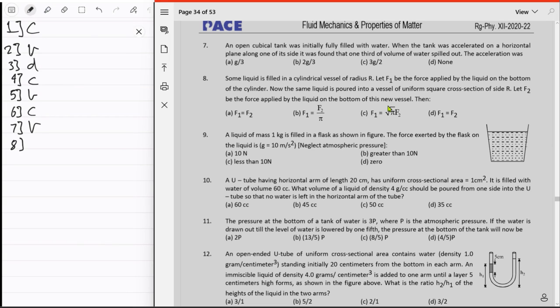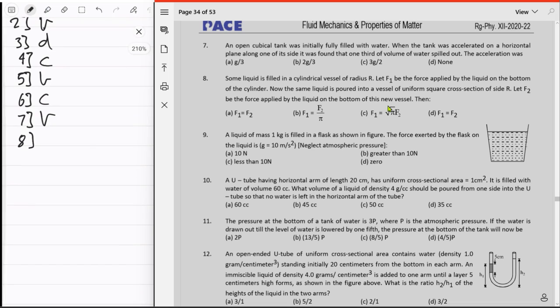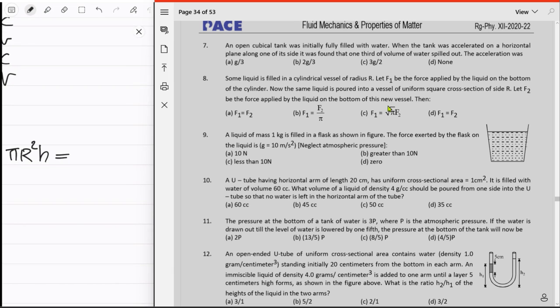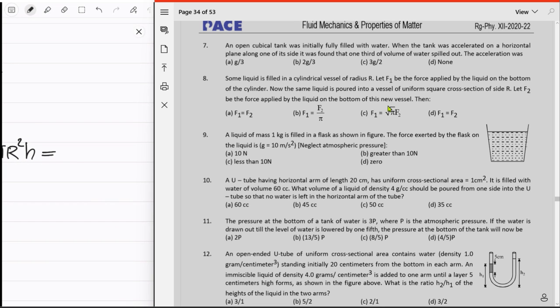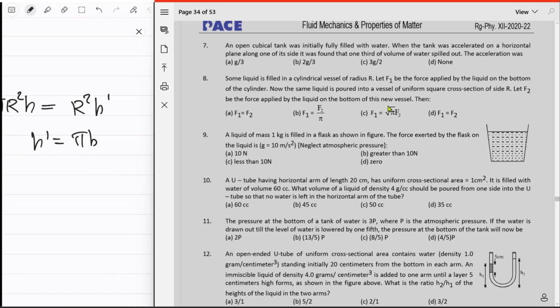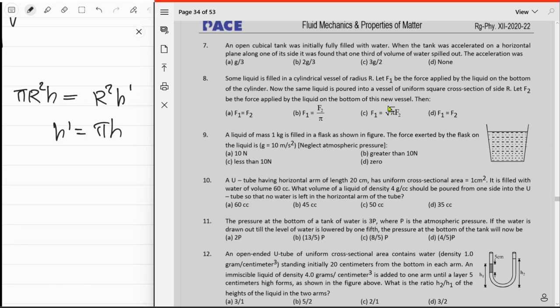So in this case, what's the height of this thing? Some liquid in a cylindrical vessel of radius r. Let's say it has some height h. So pi r squared h is the volume. Now what height will you have? It's r squared times h dash, which means h dash is equal to pi times h. So what do you want? You want the force, which is proportional to h. So F2 is equal to pi times F1, so F1 equals F2 upon pi. That makes sense. So B is the answer. Next question.